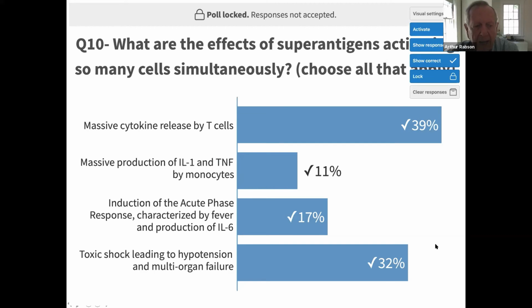And the last one, toxic shock leading to low blood pressure and multi-organ failure because of the massive release of cytokines. So in this case, in fact, all of these, remember, both T cells are activated and antigen presenting cells are activated, and all their products will pour out of these cells, giving rise to hypotension and multi-organ failure.